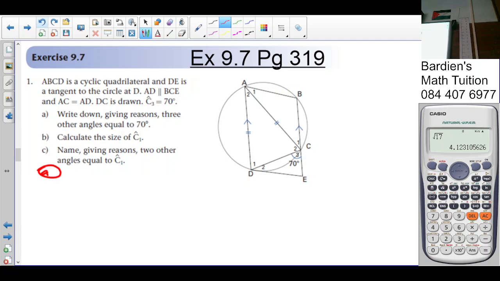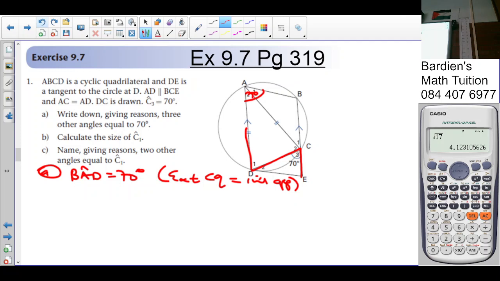Right, so we're saying that angle B is equal to 70. Why? Exterior angle of a cyclic quad equals the interior opposite. So there we go, 70. Then here are your alternate angles. So D1 is equal to 70 degrees. Why? Alternate angles, with BE being parallel to AD.